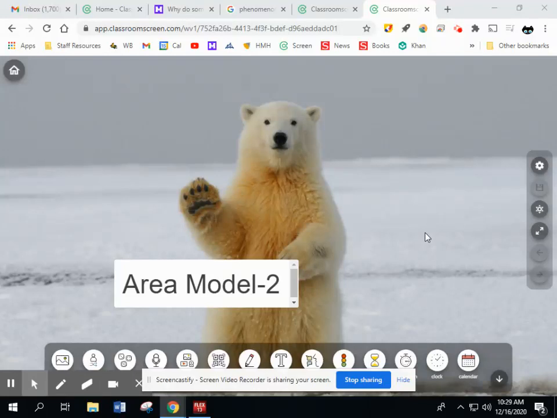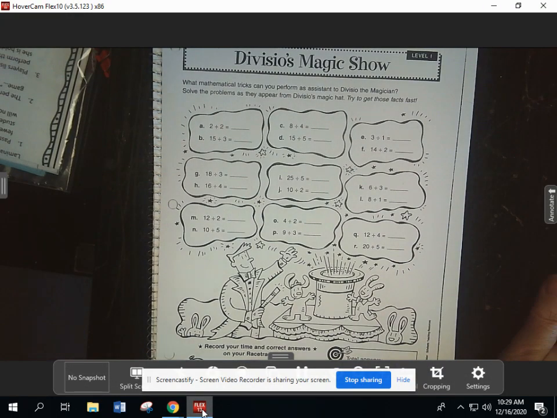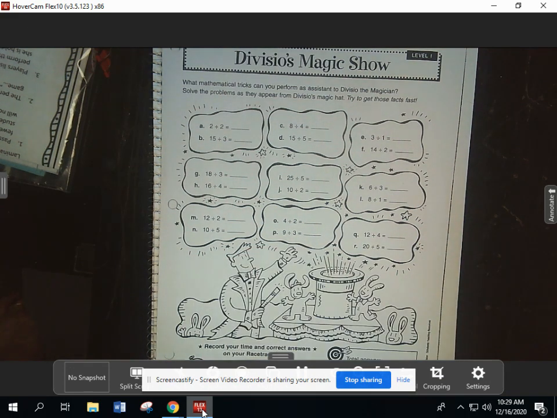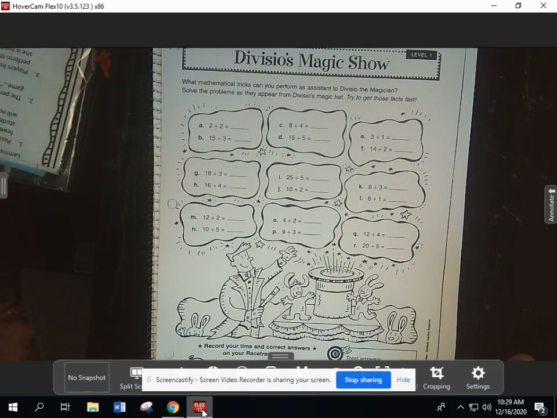Hello, today we're going to continue working on area model, but before we started area model, for those of you at home, you should have had a paper like this in your last Friday's take-home things, and you need to work on your division practice. You get 5 minutes, no more. The idea is to learn how to do this fluently. That means that you're doing it fairly quick.